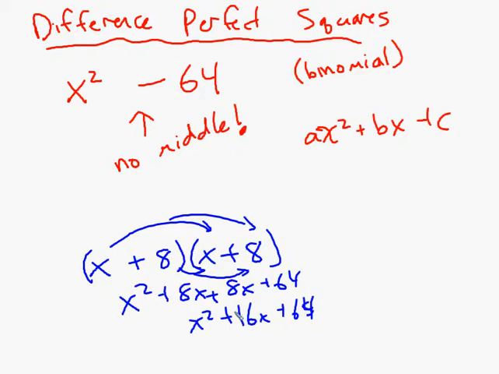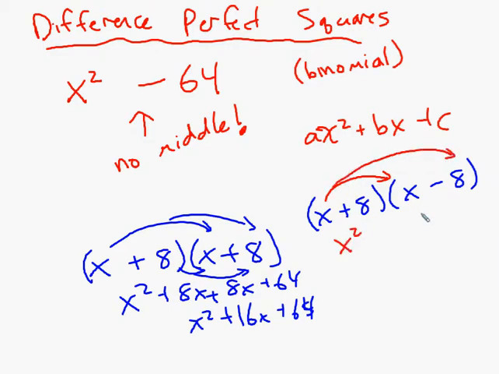Okay. For the difference of perfect squares, let's do the same thing, but maybe instead of them being identical, they have one little difference. Let's see what happens. X times x gives me x squared, and the next one, minus 8x, and the next one, plus 8x, and the next one, minus 64. I get x squared minus 64.